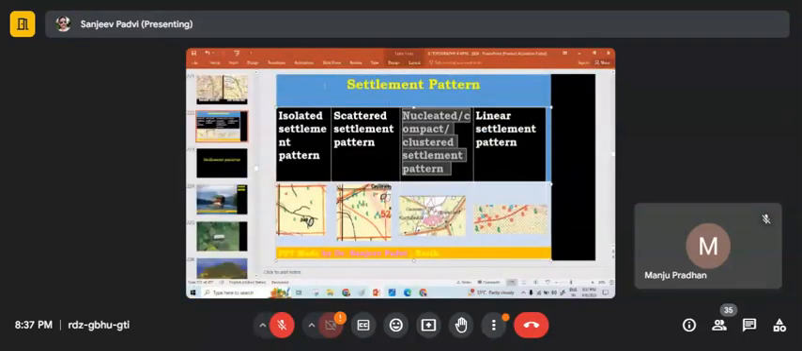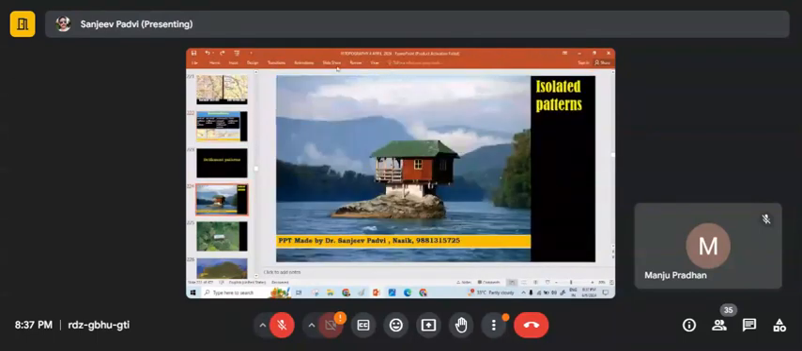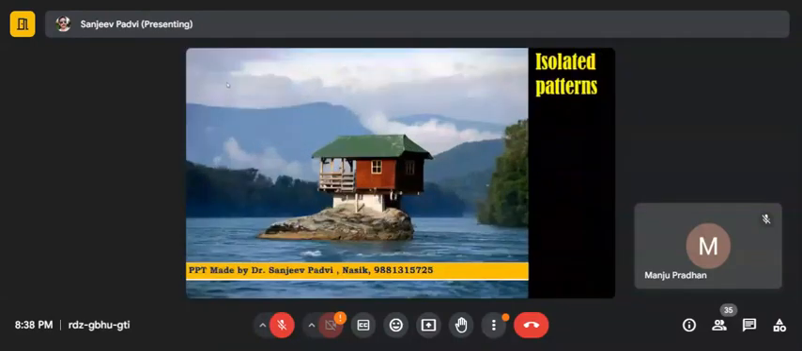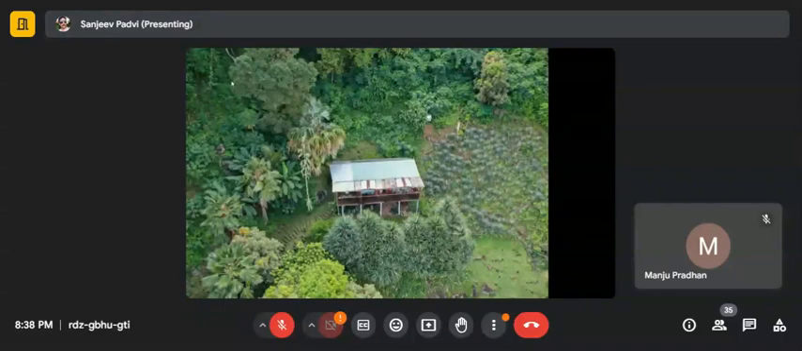So actually we can use here three different words. Compact, it is called compact. It is also called clustered type of settlement. And finally, houses in a straight line, we call it by the name linear. So how does it exactly appear? So look here. Isolated means here entire area, only one house. See this, entire area, only one house, isolated.